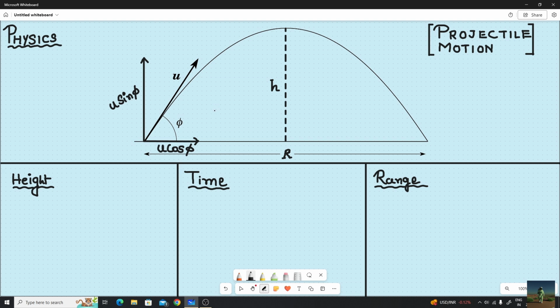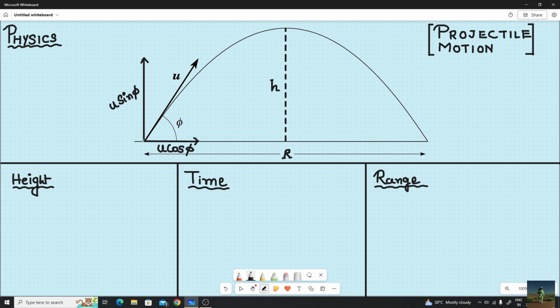Now, in this case, we are going to find out some quantities. First one is the height, second one is the time, and third one is the range. And in the second part of this video, we are going to find the maximum range, or for which angle you will get the maximum range, and the equation of the path. Okay, now to discuss this projectile motion, you need to have a very good concept about vectors.